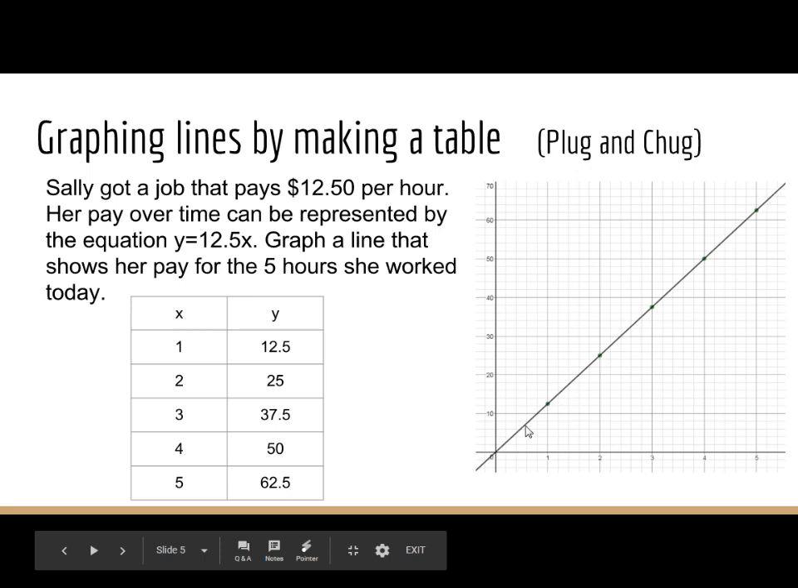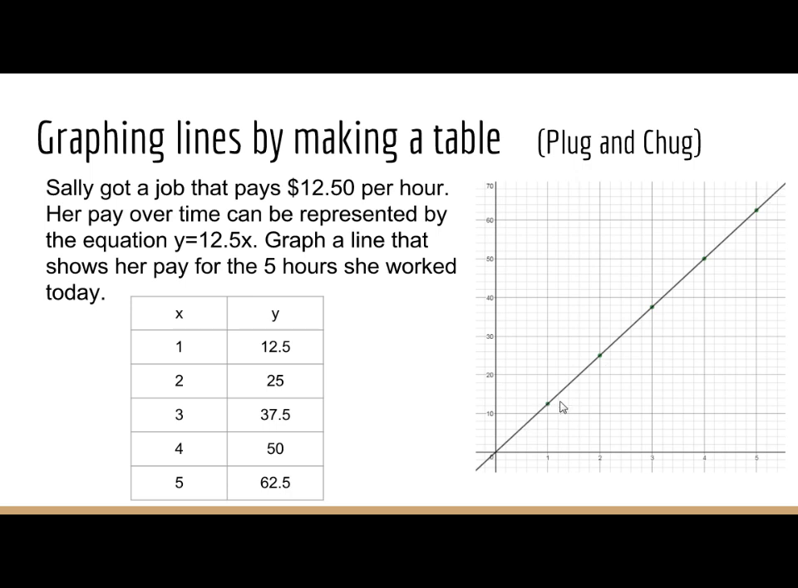But I want to mention that we're assuming with this connected dots that she gets paid for every half a nanosecond that she works. That's a continuous graph. So that's plotting points and then connecting the dots to make a line graph.